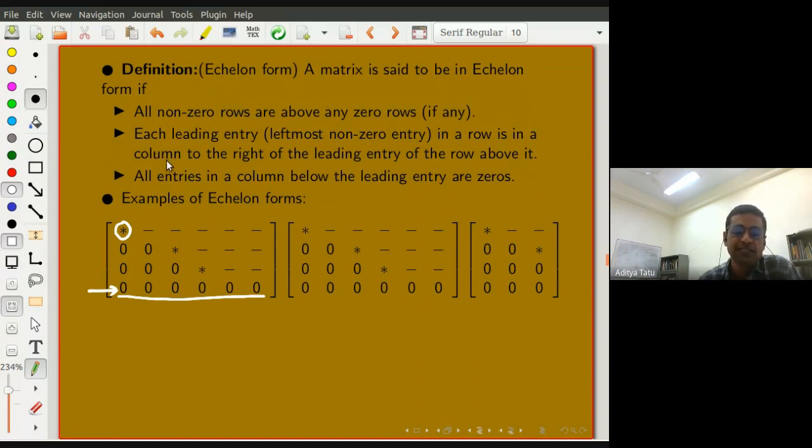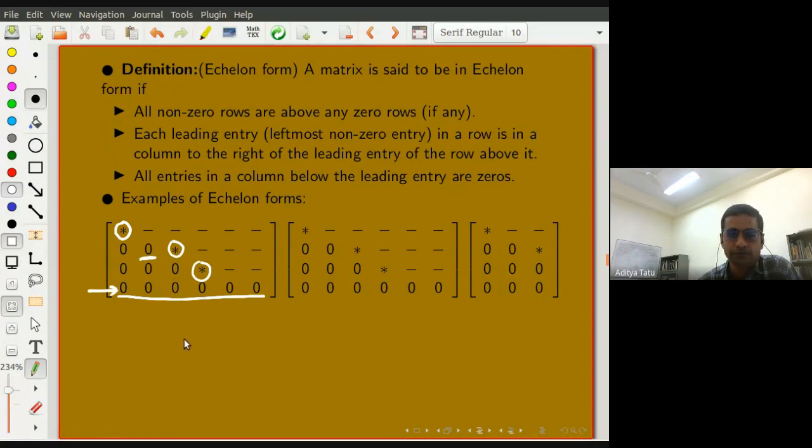Second condition, each leading entry. So all the leading entries I am marking with an asterisk. That leading entry of the row has to be to the right of the leading entry of the row above it. It does not have to be next to it always. You can see over here, this zero is not a leading entry of row 2. That is fine, no issues. And all entries below the leading entry in that column have to be all zeros.